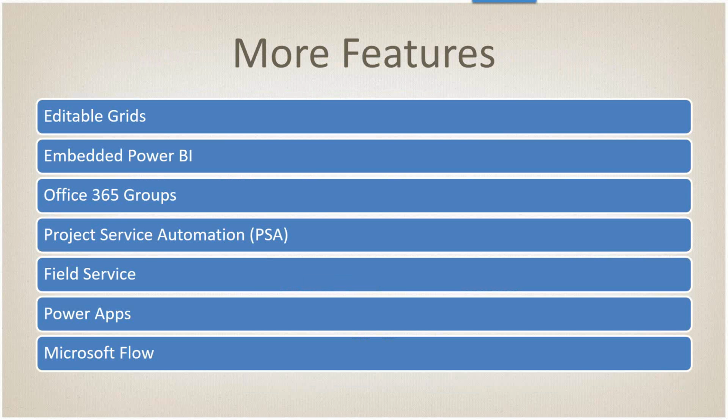We have editable grids. We can now embed Power BI. Office 365 Group is another way to embed that communicates inside of a CRM record. We have project service automation, field service. We have Power Apps and Microsoft Flow. All of these things will add additional functionality and power to the user, to make them more productive.